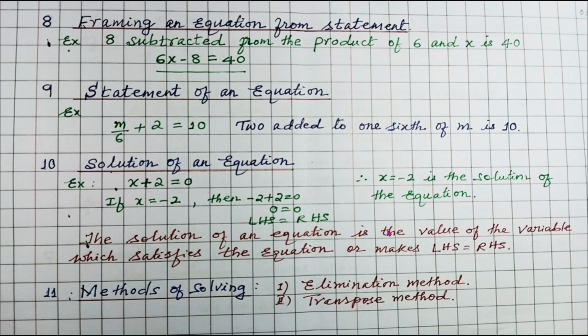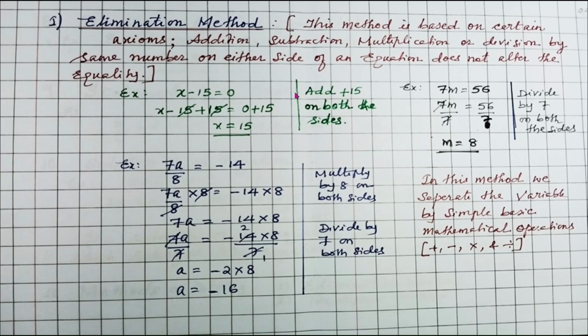The solution of an equation is the value of the variable which satisfies the equation, or makes LHS equal to RHS. So that is what is called the solution of an equation. Please remember that. Now there are different methods of solving. We have two different methods, the elimination method and the transpose method. Now let us learn the first method, that is the elimination method.